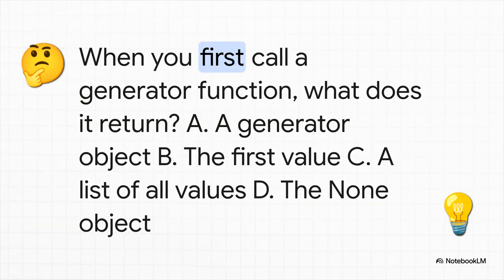All right, let's do a quick knowledge check on that key point. The very first time you call a generator function, what do you actually get back? Is it A, the generator object itself? B, the first value it's going to make? C, a whole list of all the values? Or D, just the None object?